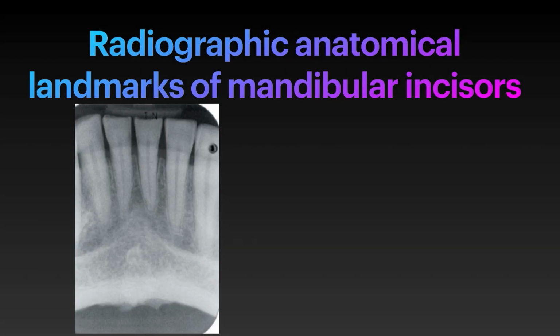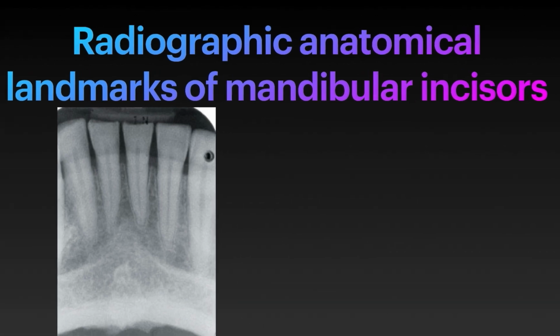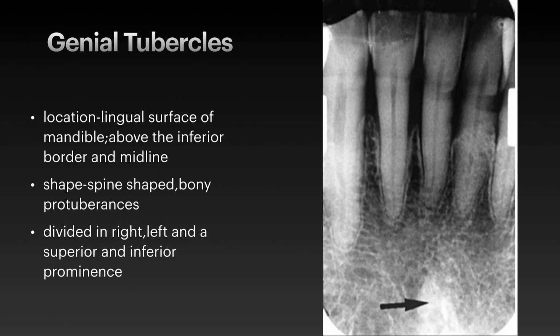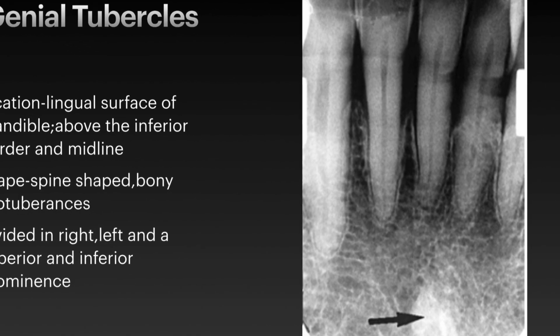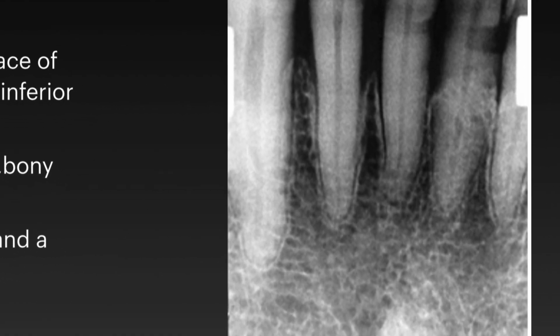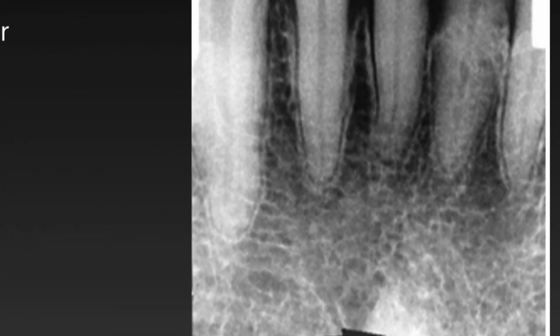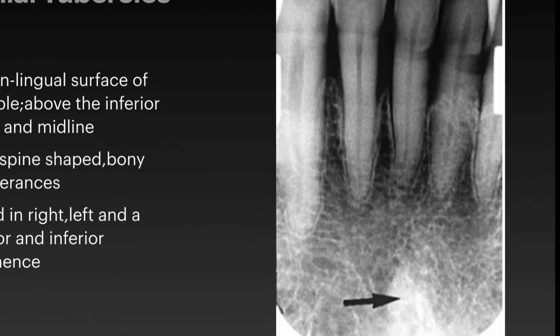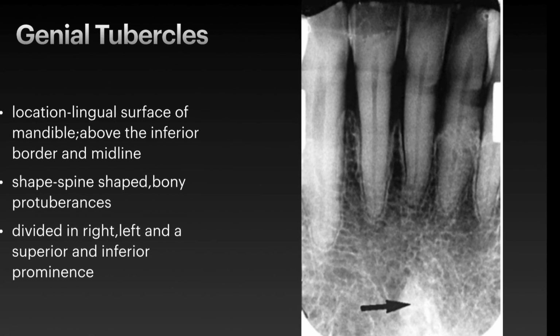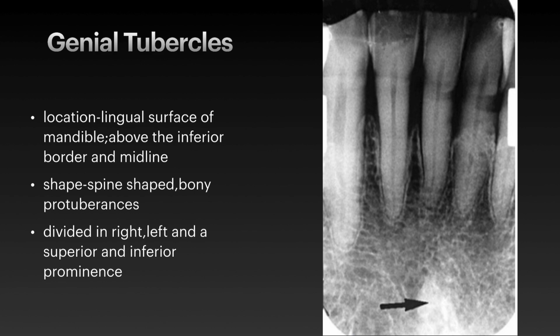Now, we are going to learn about the radiographic anatomical landmarks of the mandible. Let's see the radiographic anatomical landmarks of the mandibular incisors. Genial tubercles. They are located on the lingual surface of the mandible along the midline, just above the inferior border of the mandible. They are spine-shaped bony protuberances. They are divided into left and right in the horizontal aspect and superior and inferior in the vertical aspect.